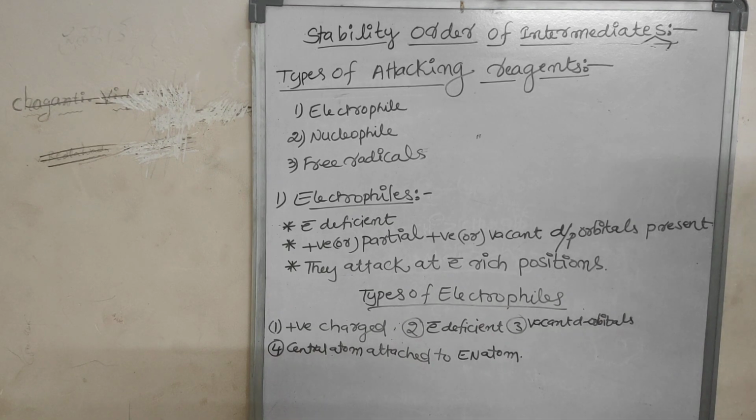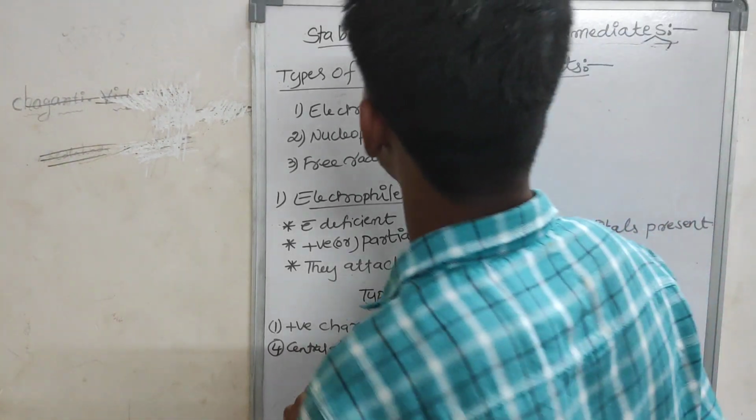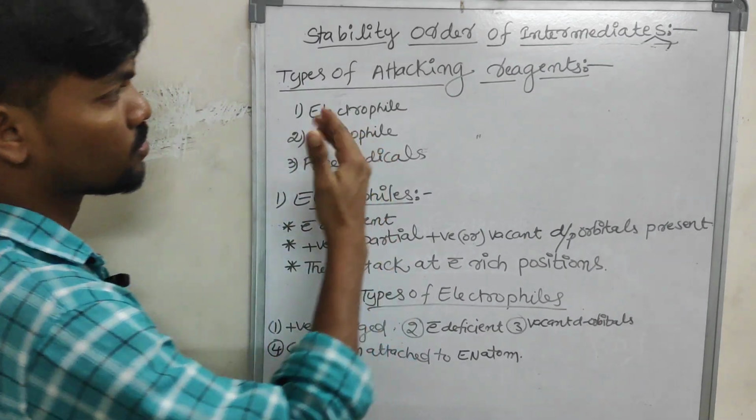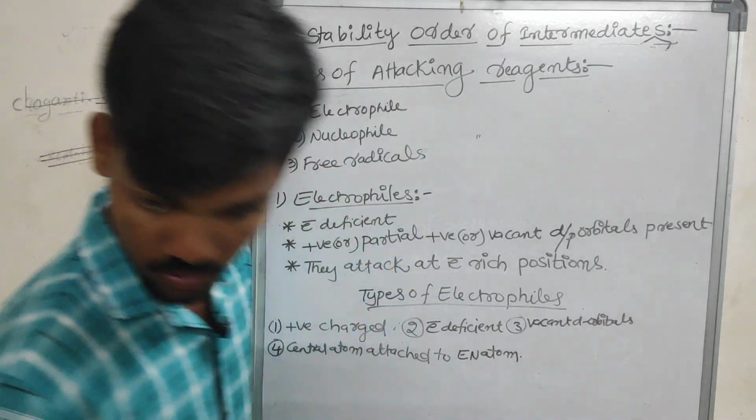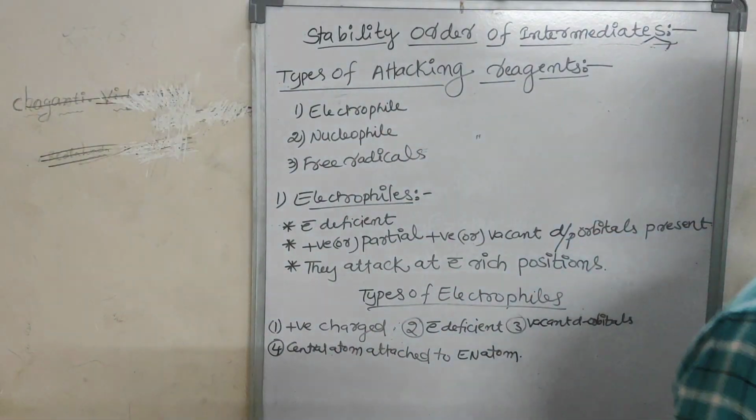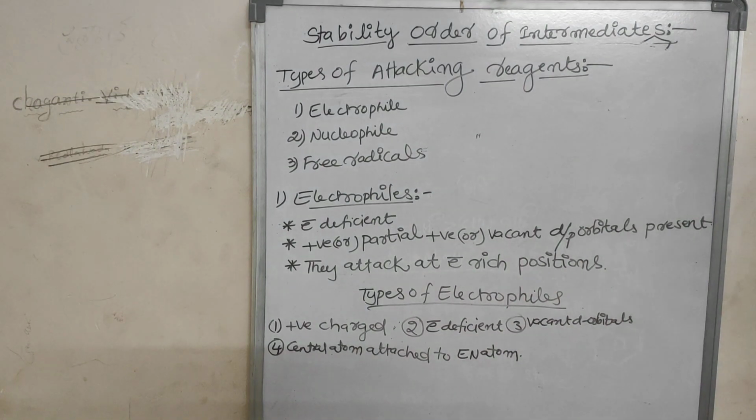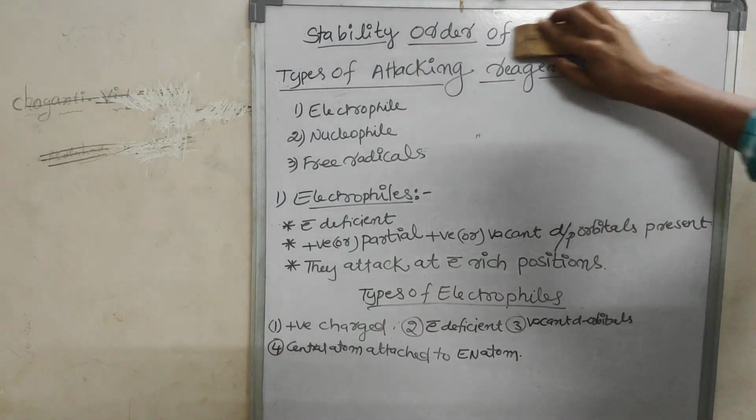Next, stability order of intermediates. Today we are going to discuss the stability order of intermediates. Over. Stability order of intermediates, sorry, it's over. Next, types of attacking reagents.